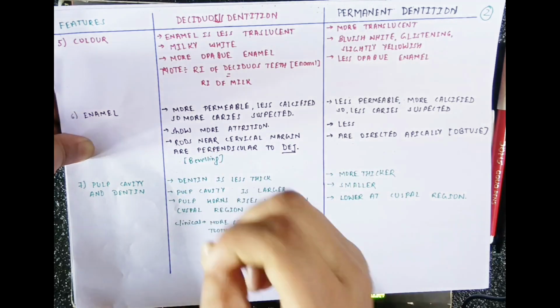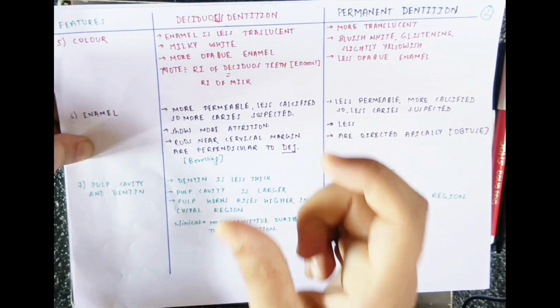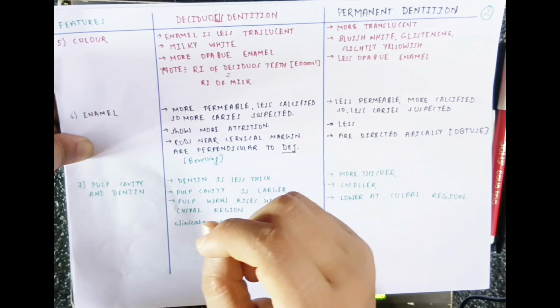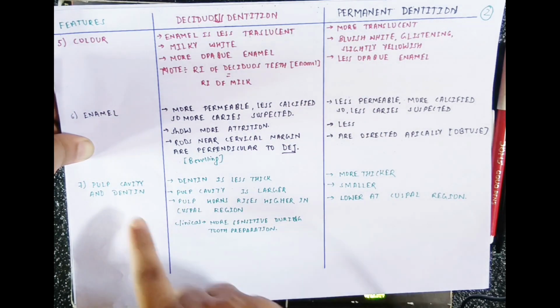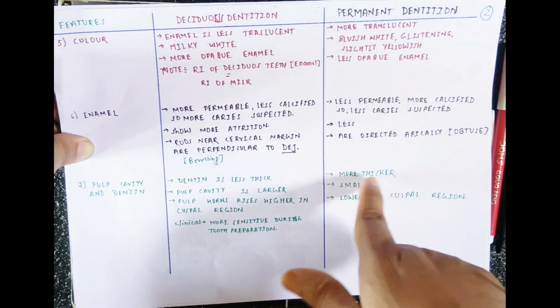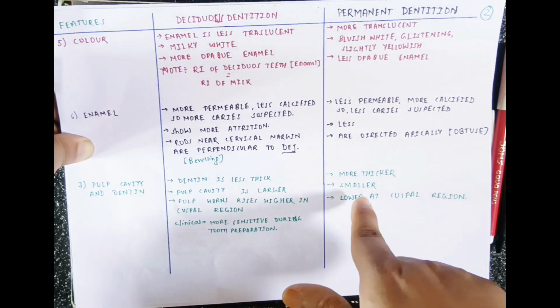If we don't do beveling at that point, then there may be unsupported enamel present, which can lead to the failure of the restoration. Similarly, in the pulp cavity and the dentin, we can see here dentin is less thick and here it is more thick. The pulp cavity is larger here and it is smaller here.